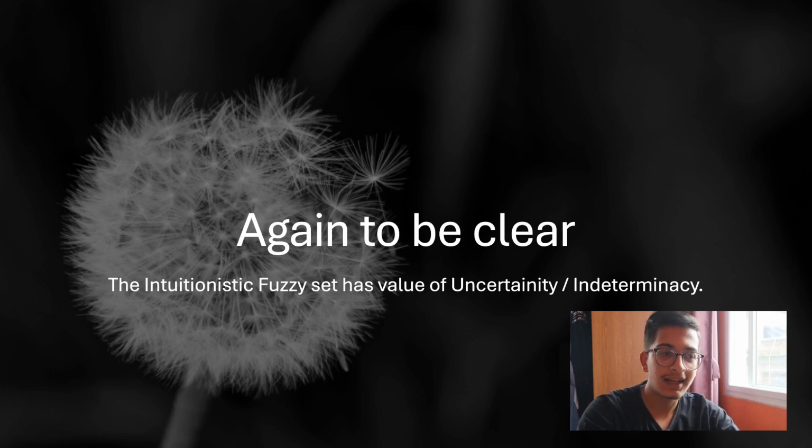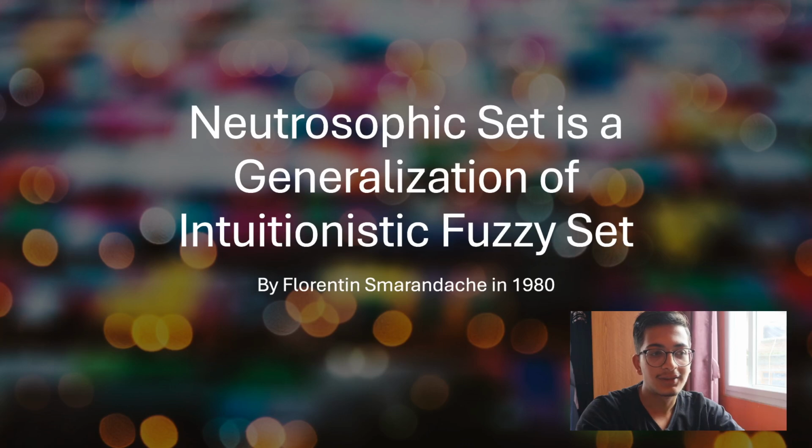And that is represented by uncertainty in intuitionistic fuzzy set. Talking about Neutrosophic set, it's a generalization of intuitionistic fuzzy set, and the idea was proposed by Florentin Smarandache in 1980. He's a professor at the University of New Mexico, and he has 2000 or more papers in Neutrosophy. So you can take a great reference from his articles about Neutrosophy.